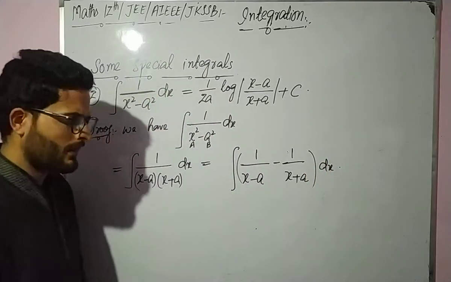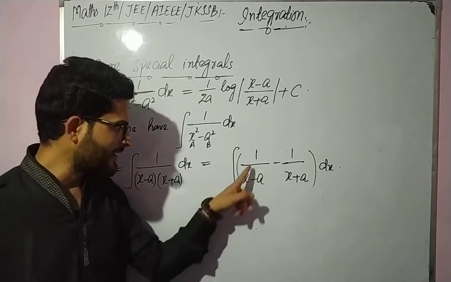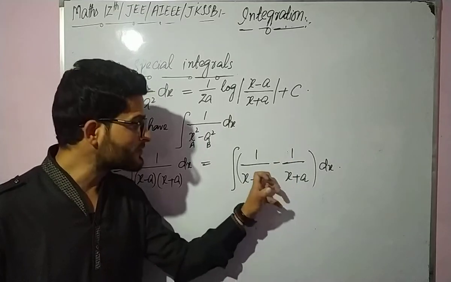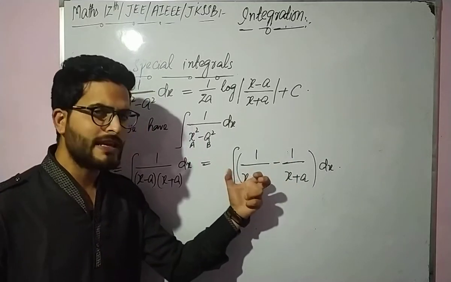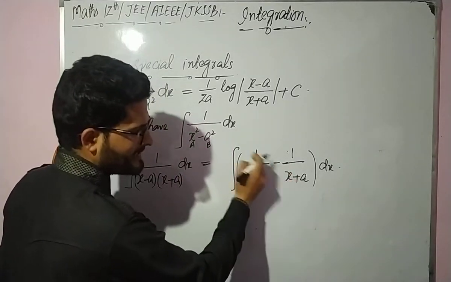ध्यान रखना, 1 divided by (x minus a)(x plus a) can be written as 1 divided by (x minus a) minus 1 divided by (x plus a). अब इसको सिंप्लीफाई करके देख लेते हैं इसमें क्या हुआ है. तो सिंप्लीफाई कर दो, चूंकि बीच में सबट्रैक्शन है तो क्रॉस मल्टीपल होगा.